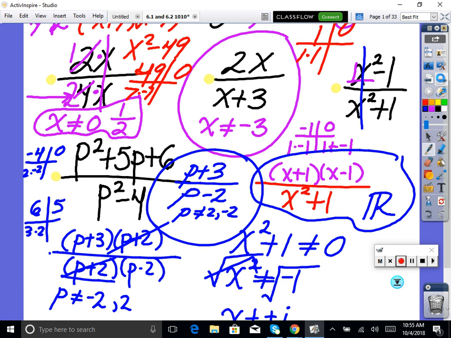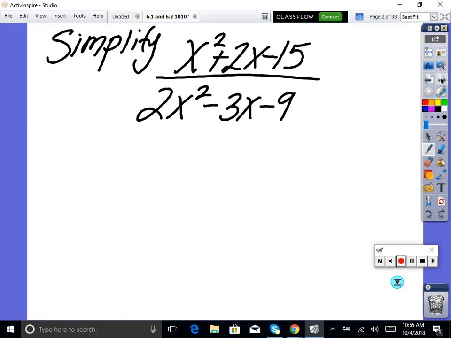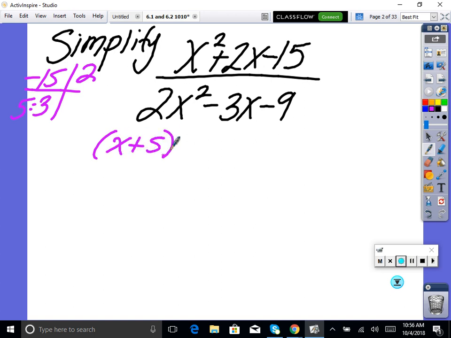Okay. Alright, so it says simplify. How do we simplify? Factor the top, factor the bottom, divide out exact factors. You shouldn't really need to take notes during this part, because this is just making sure we're good for our last step of all of the problems for this unit. So we factor the top. It multiplies to be negative 15 and adds up to be 2. 5 times negative 3. Can I quick factor? So the top factors to be x plus 5 and x minus 3.